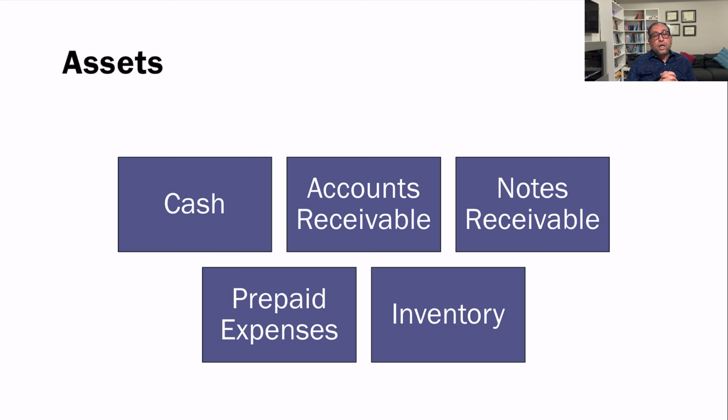The other asset account is accounts receivable. Accounts receivable, when we sell things on credit, what we record is called an accounts receivable. So accounts receivable are the assets we generate by selling our goods and services on credit. So accounts receivable is the account we use for recording our credit sales as an asset, right?